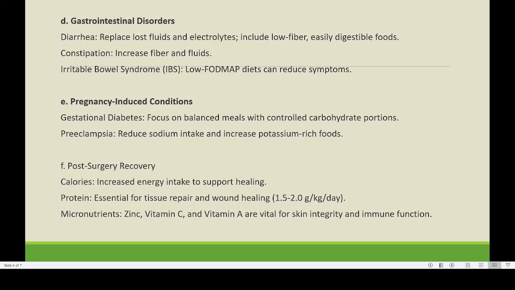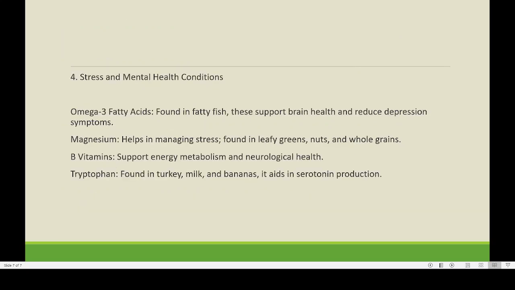And finally, stress and mental health conditions. Omega-3 fatty acids found in fatty fish support brain health and reduce depression. So if you are eating plenty of fish, you can have a good brain, a good mind, and that will prevent you from depression. Magnesium can help in managing stress, and magnesium is mostly found in leafy vegetables like spinach. Vitamin B supports metabolism and neurological health.